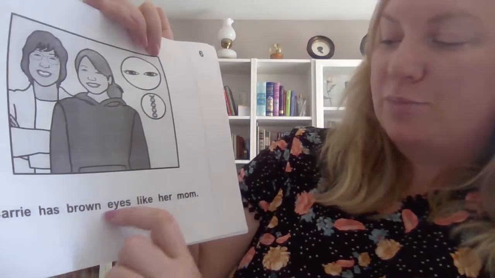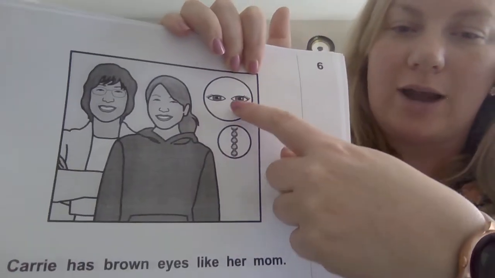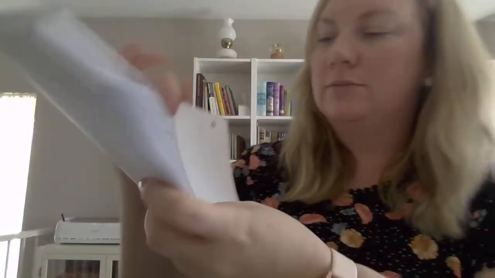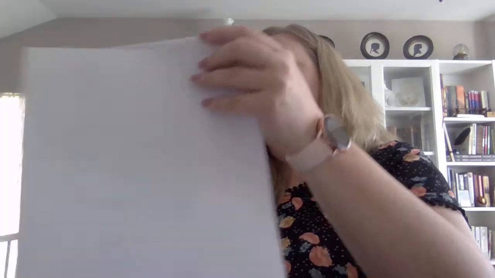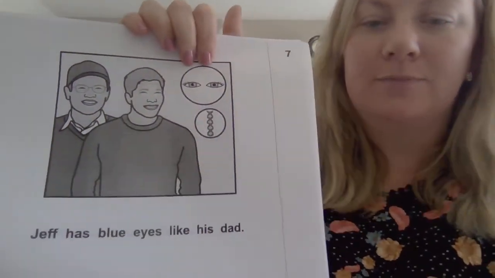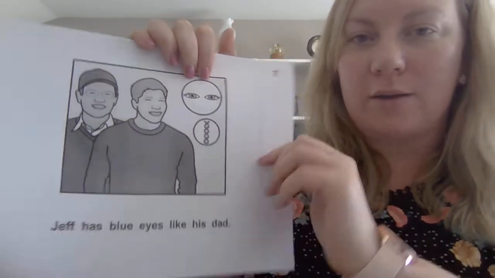Says Carrie has brown eyes like her mom. So we're talking about eyes. That's another trait that comes from our DNA. And Jeff has blue eyes like his dad. So they have lighter colored eyes. Again, that is a trait that comes from their DNA.